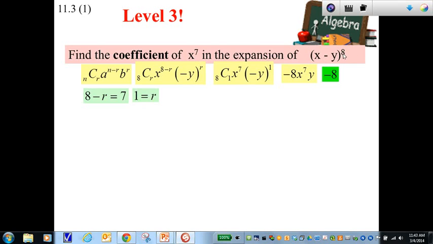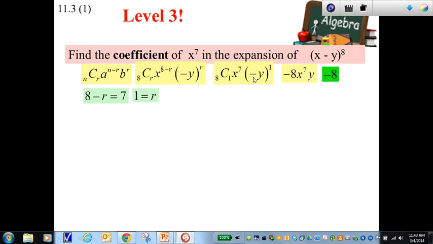Remember, I have an 8CR. I don't really know what R is until I go, hey, I need it to be x to the 7th. So 8 minus what gives me x to the 7th? R has to be 1. So then once I figure out that R is 1, I plug it into this formula.